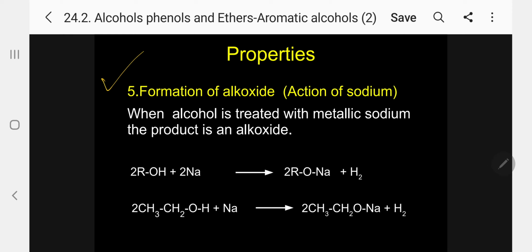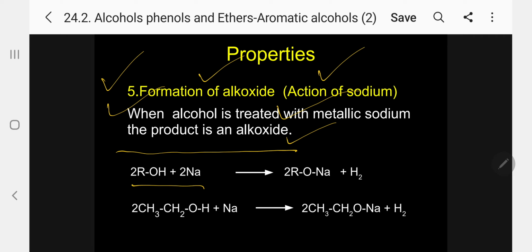Next, the fifth one, formation of alkoxide, that is the action of sodium. As you know already, you can take this even as a test for alcohol. When alcohol is treated with metallic sodium, the product is an alkoxide. General formula: 2 ROH plus 2 Na giving 2 RONa, and hydrogen is liberated. Kindly follow.